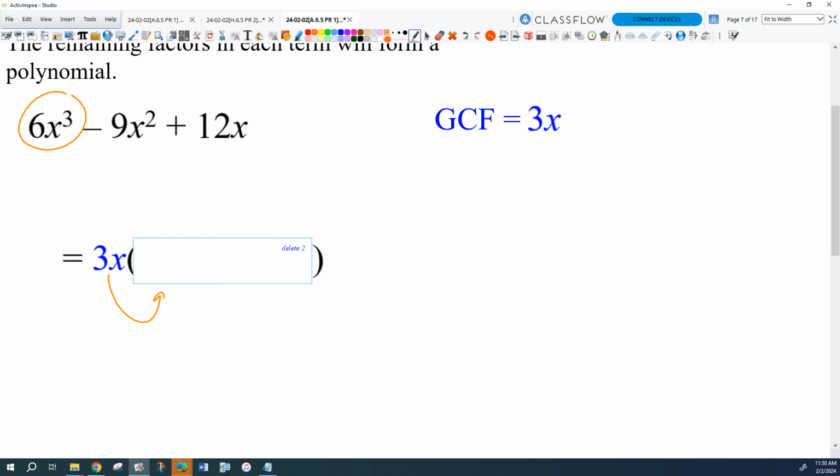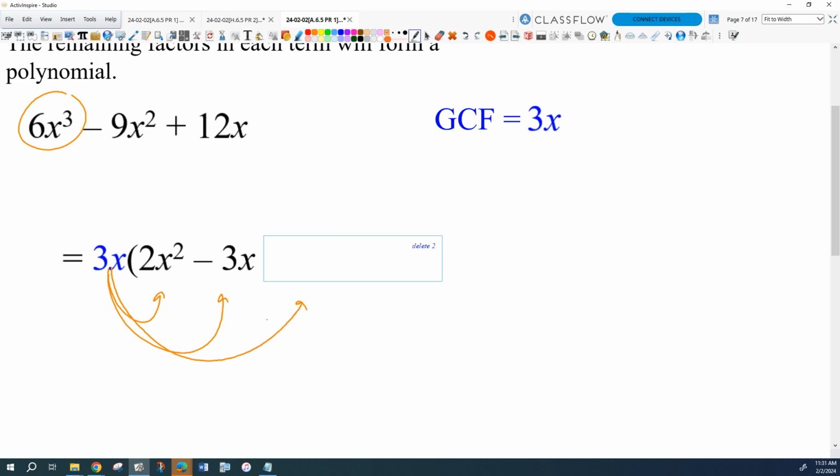So 3x times what would give me 6x cubed? 2x squared. So the first term is going to be 2x squared. How about this one? 3x times what is negative 9x squared? Negative 3x. And then finally, 3x times what is 12x? 4. We got it. Make sense?